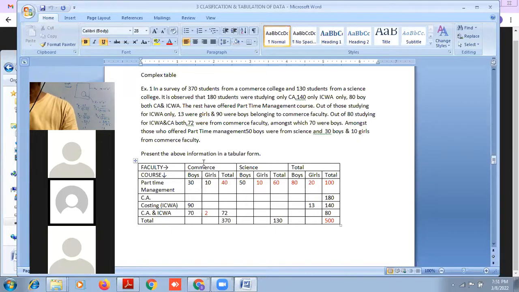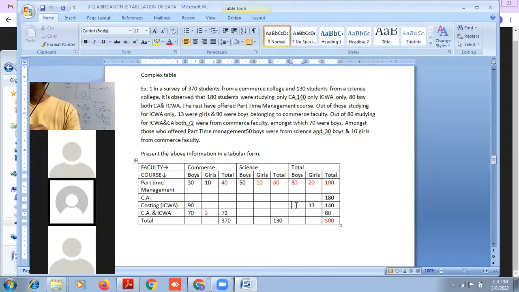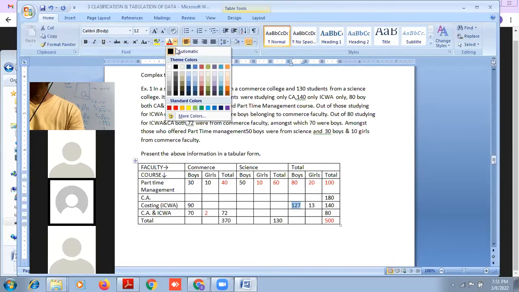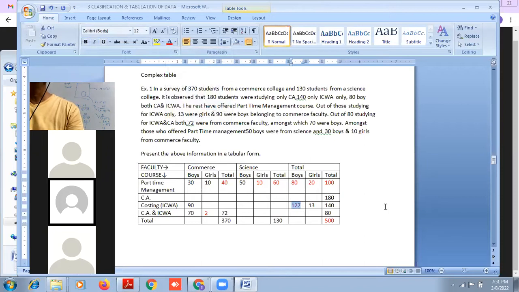So 90 plus 13, no. This 13 may be something like 10 here and 3 there, but the remaining will be boys here. So see, this figure you can calculate. It is 140 minus 13, which is 127. These are 127 boys.